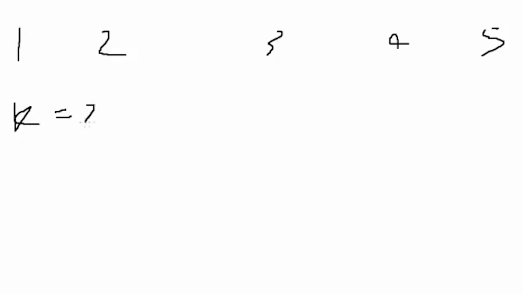We have an array of 1, 2, 3, 4, and 5. So they give us k equals 2. So they want us to swap the second node with the second to last node. So we'll be swapping the values of 4 and 2. So it'll look like 1, 4, 3, 2, 5.